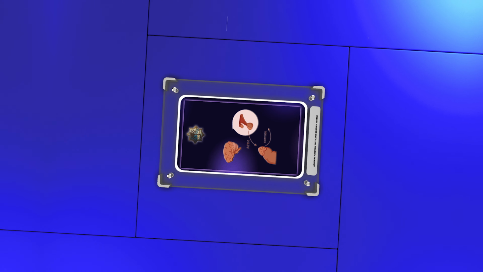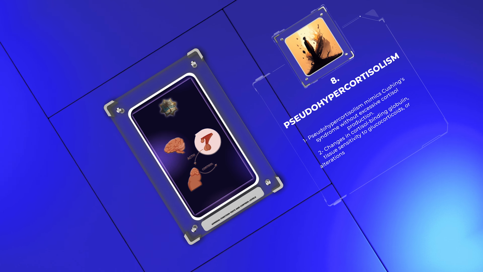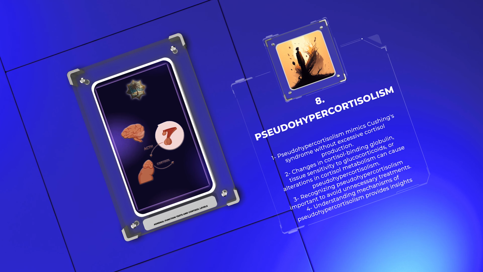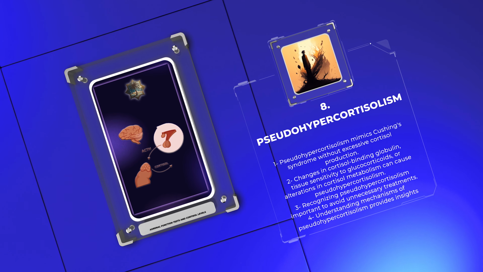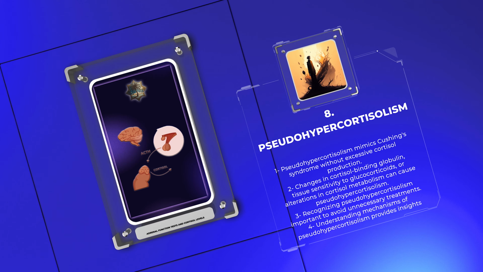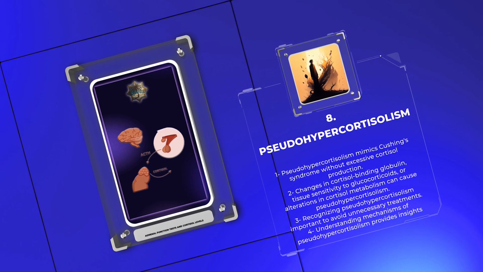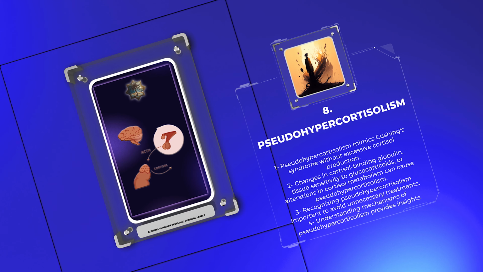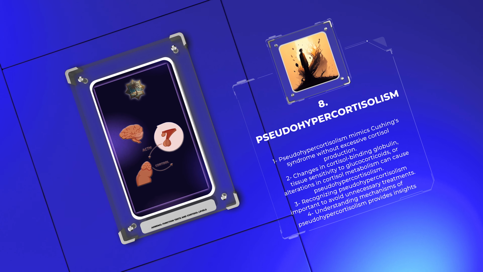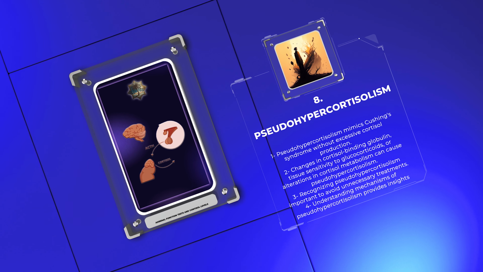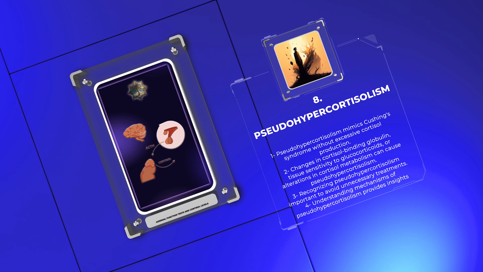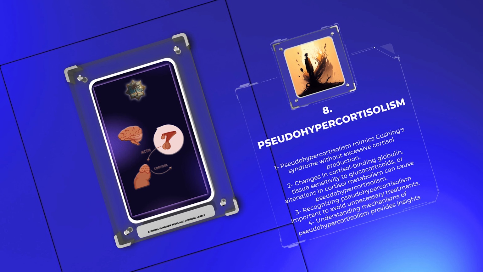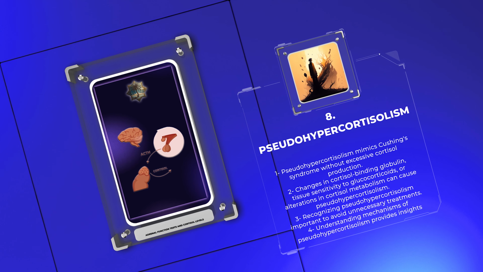In the section on pseudohypercortisolism, we will discuss a condition that mimics Cushing's syndrome but does not involve excessive cortisol production. Pseudohypercortisolism can occur due to changes in cortisol-binding globulin, tissue sensitivity to glucocorticoids, or alterations in cortisol metabolism. Recognizing this condition is important to distinguish it from true Cushing's syndrome and avoid unnecessary treatments. Identifying the underlying mechanisms of pseudohypercortisolism will provide insights into the complex regulatory pathways involved in cortisol regulation in the body.